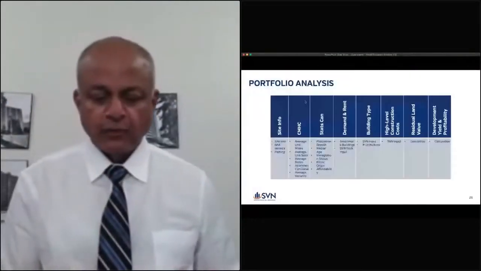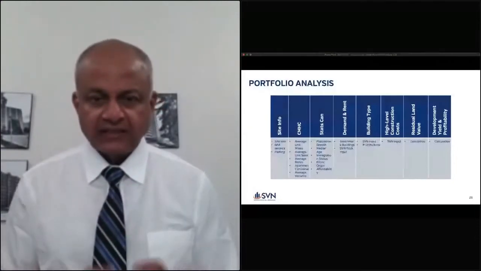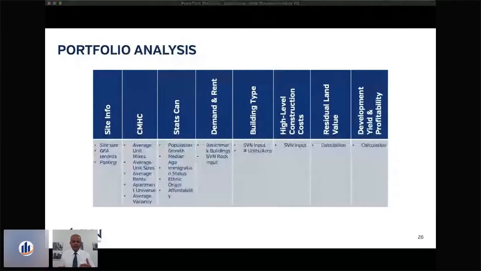So on the next slide, we want to show you the portfolio analysis that we're going to do. If you could imagine a giant spreadsheet, okay? You want to have these columns of information where first off you have the site information. We're going to get that from you. That's the size of the site, the kind of retailers you have there, how much land you have, how much parking you have. We're going to determine how much land can be, and where on the site can be, partitioned to build an apartment building on.